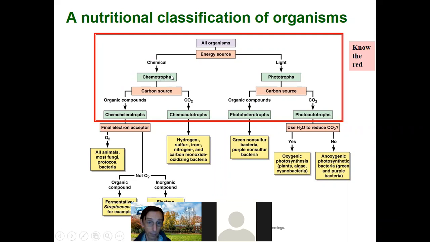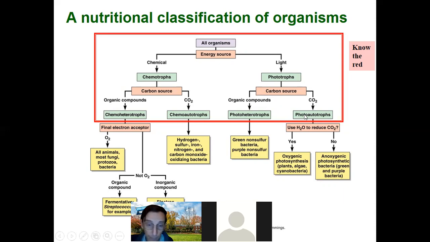For the chemotrophs, if they get their carbon from CO2, we call them a chemoautotroph. And if they get their carbon from an organic chemical compound, we call them a chemoheterotroph. Now we are chemoheterotrophs, and green plants are photoautotrophs. So these two should be easy for you.